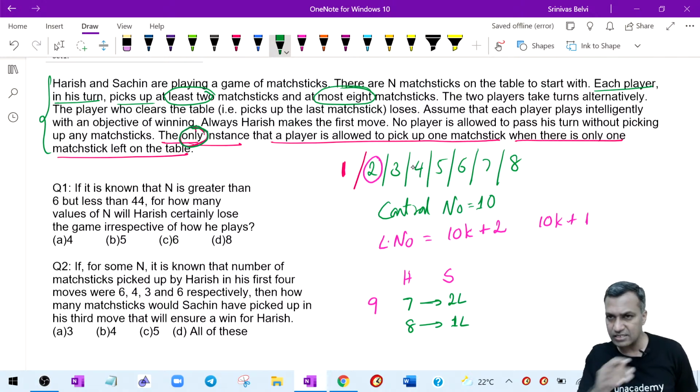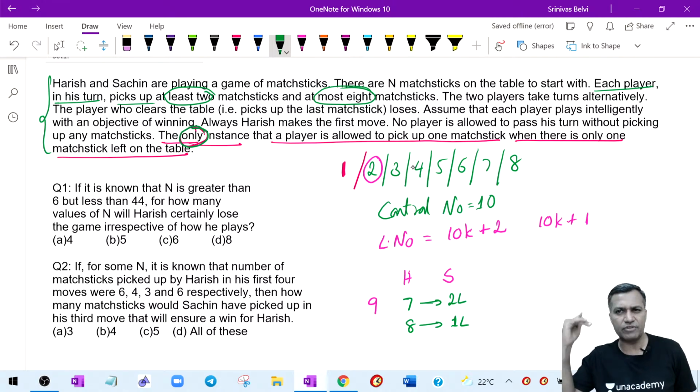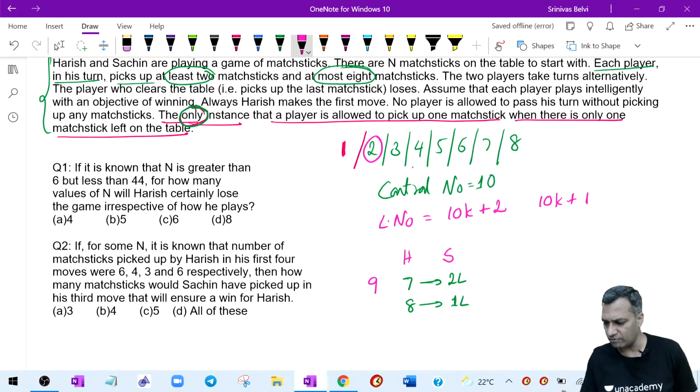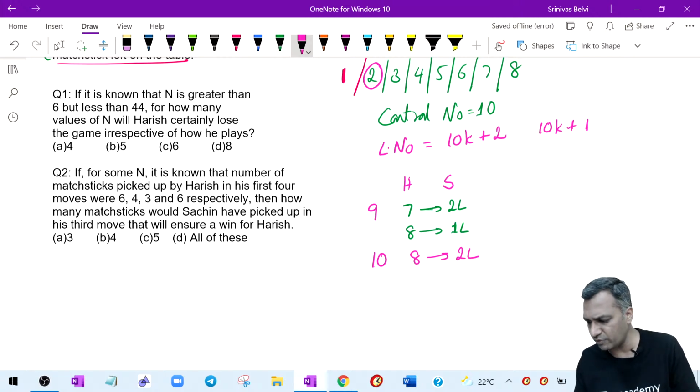What is he trying to say with the last sentence, the only instance? He is saying that if it is 1 or if it is 2, I am fine with it. That's what I can do for 9. Perfect. What if it is 10? I will pick 8 and push this fellow to pick 2, and I will ask him to lose.